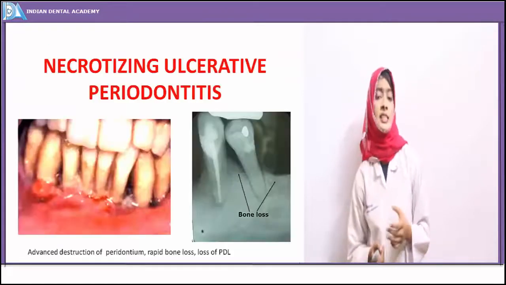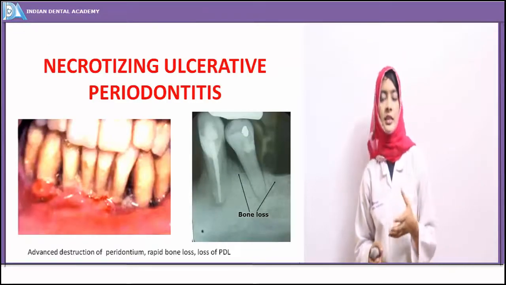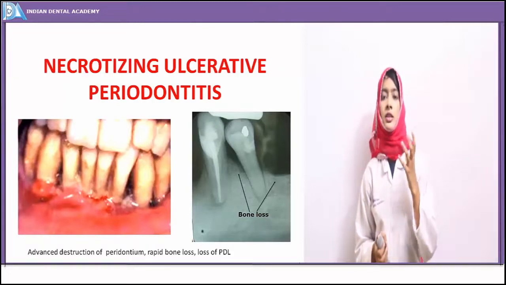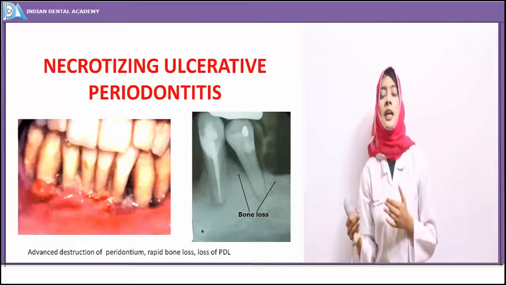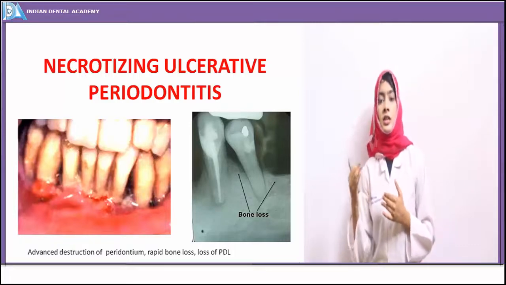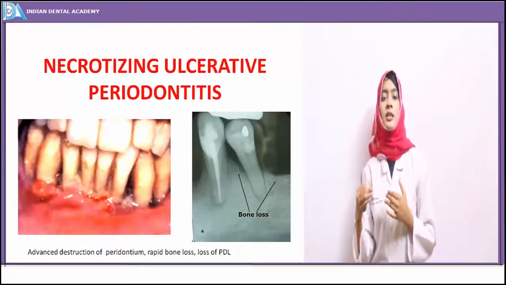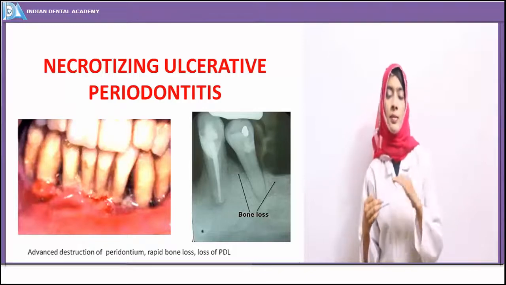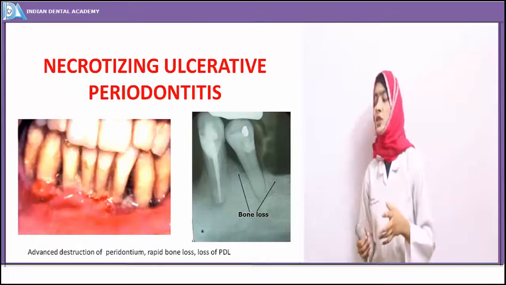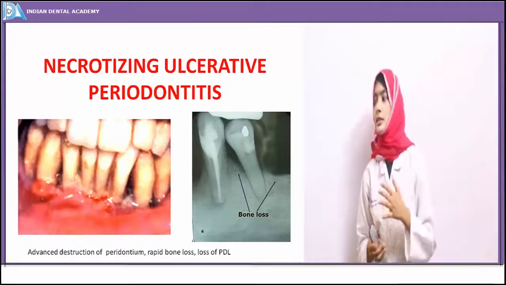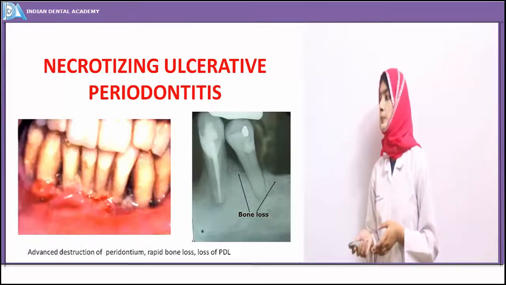And necrotizing ulcerative stomatitis is nothing but the destruction, it involves the destruction of one or more of the interdental papilla. Necrotizing ulcerative periodontitis involves the destruction of alveolar marginal gingiva along with the alveolar mucosa. So there is severe bone loss in this periodontal lesion.